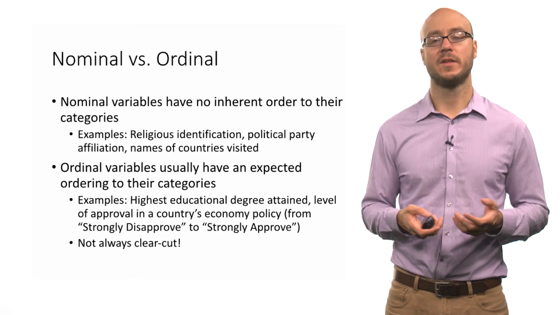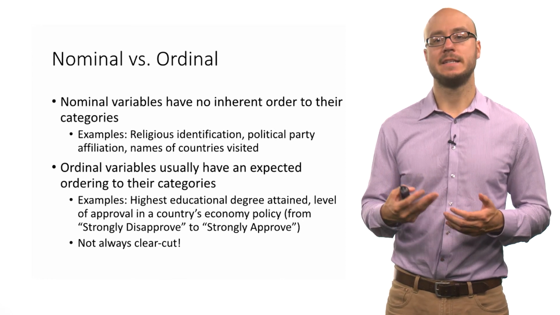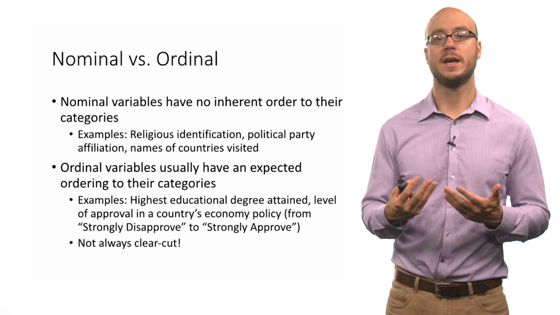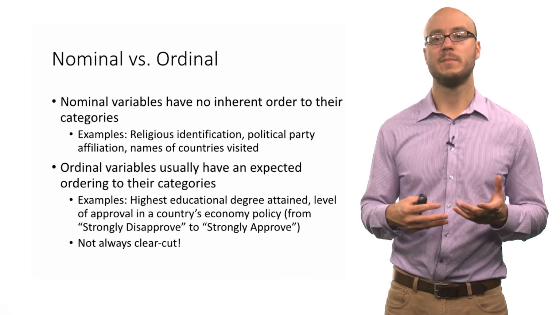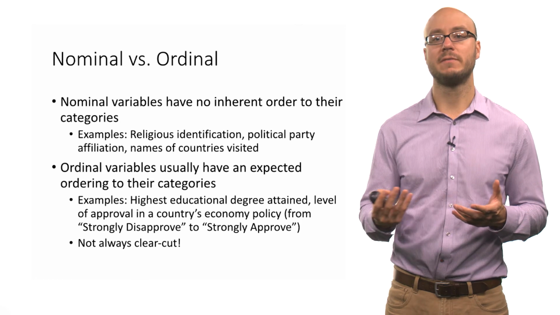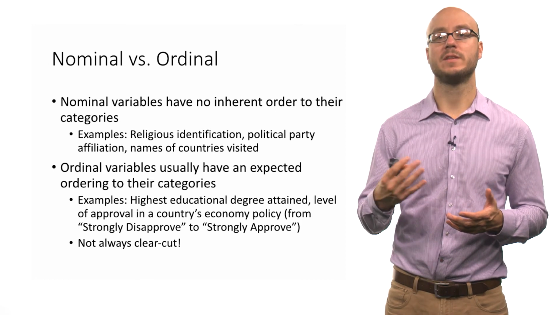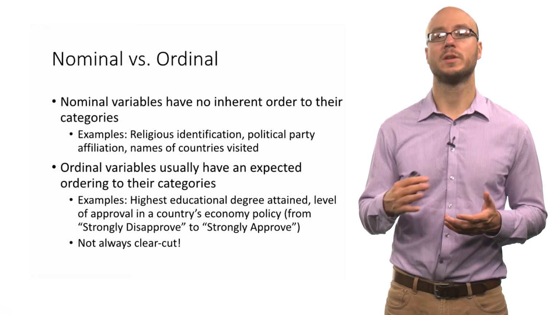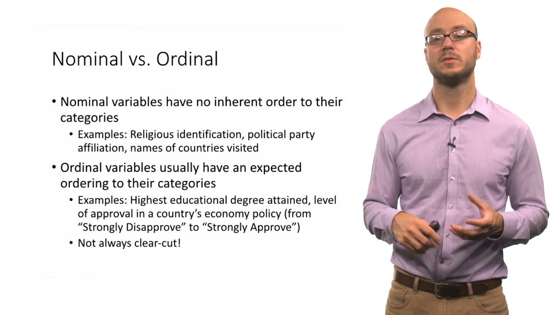So when you talk about the highest educational degree someone has obtained, a graduate degree is naturally higher than a high school degree. Or if you talk about approval, it makes sense to order the different levels so that strongly approved is the topmost category, then below that might be somewhat approved, and below that would be somewhat disapproved, and below that would be strongly disapproved. For ordinal categorical variables, it makes sense to order the different levels.